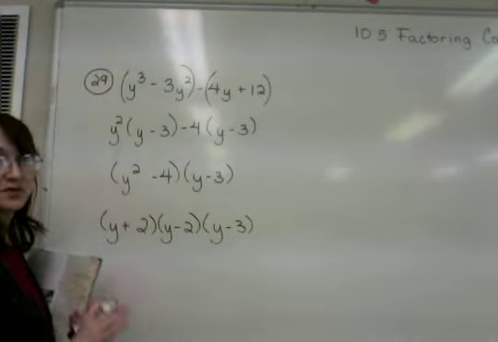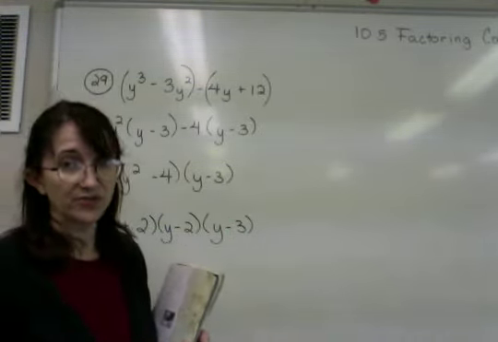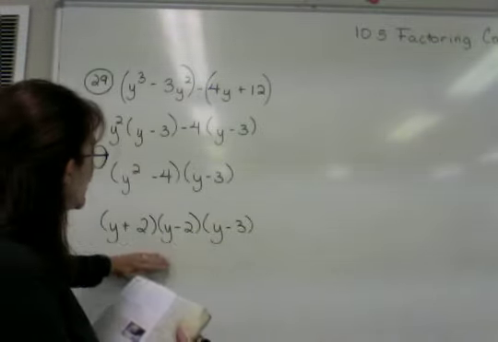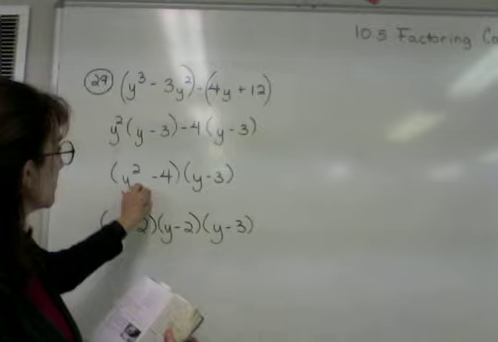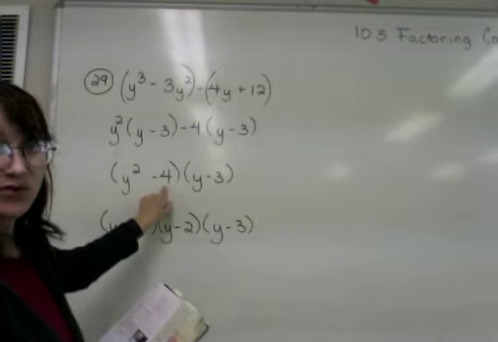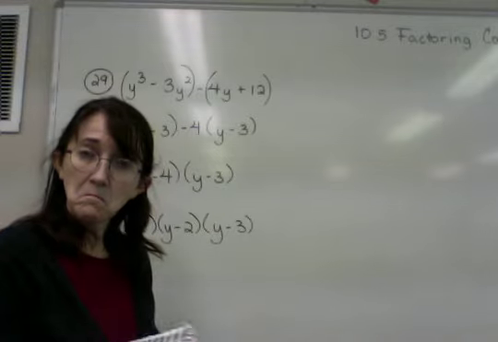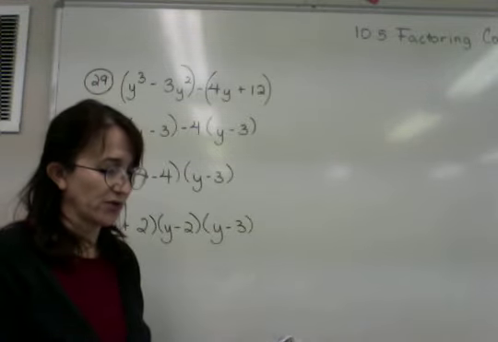Now, this is completely factored all the way through. You're not through factoring until you have factored all the way down to this. So if you end up with a y squared and a number that can be squared, that's where you might want to say, I might need to factor that a little bit more.